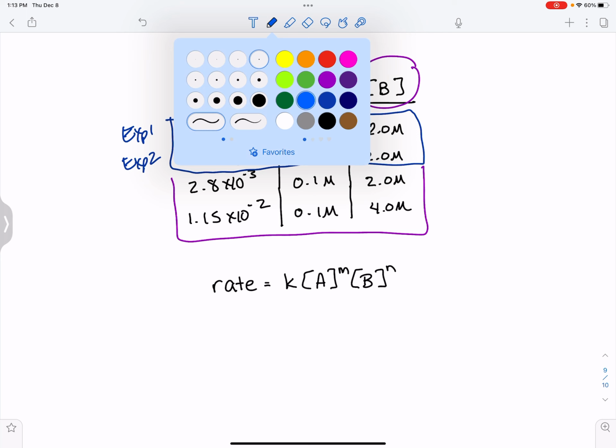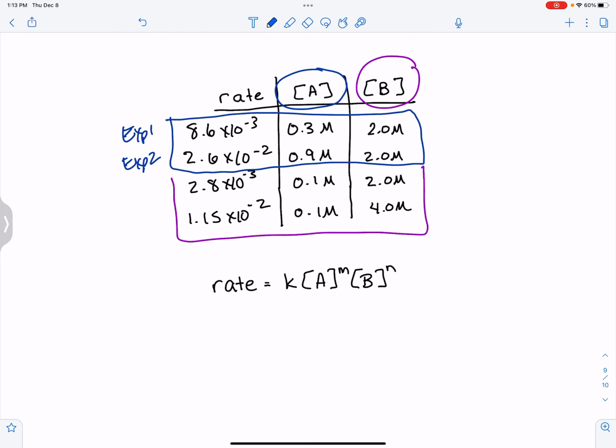As a note, I could have picked other experiments for A, because notice, like here, those 2 both are held constant there too. I didn't have to pick those ones to figure out A's exponents, but I do have to pick these 2 for B, because these are the only sets where A is held constant. So the key on this is picking the right experiment.